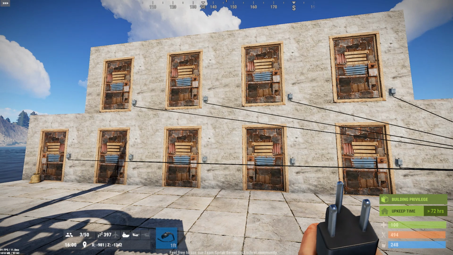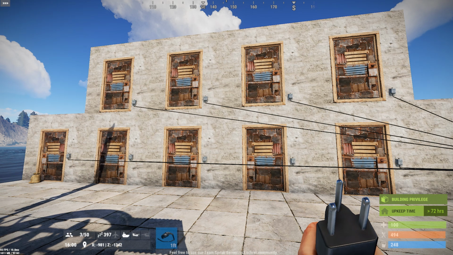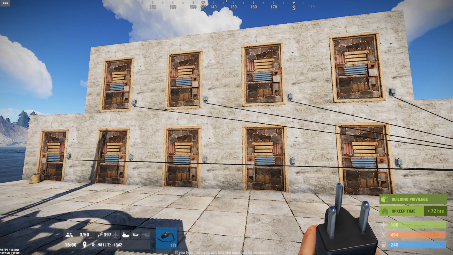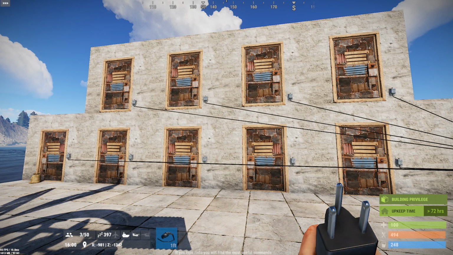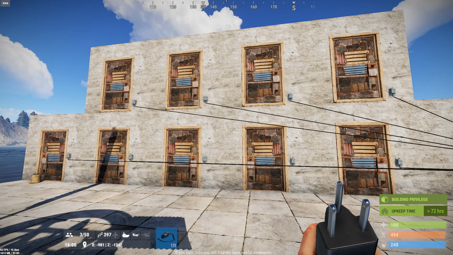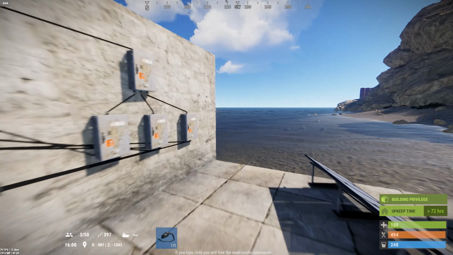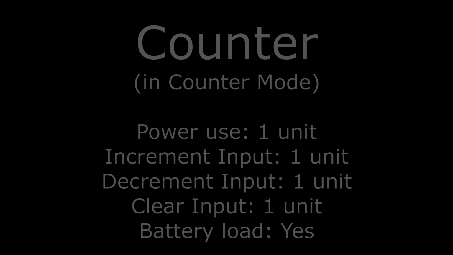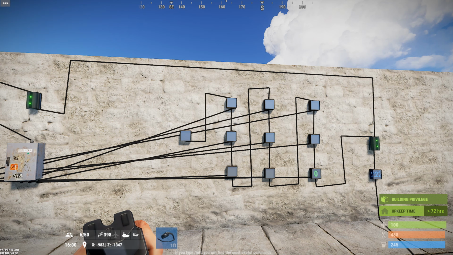Door controllers take 1 unit of power just to turn them on sitting by themselves unlinked to a door, but when linked to a door, all you have to do is apply power to them, and they do not consume that unit of power. So that's interesting. Counter consumes 1. As a display, it consumes 1. Its increment input consumes 1. Its decrement input consumes 1. And its clear input consumes 1.